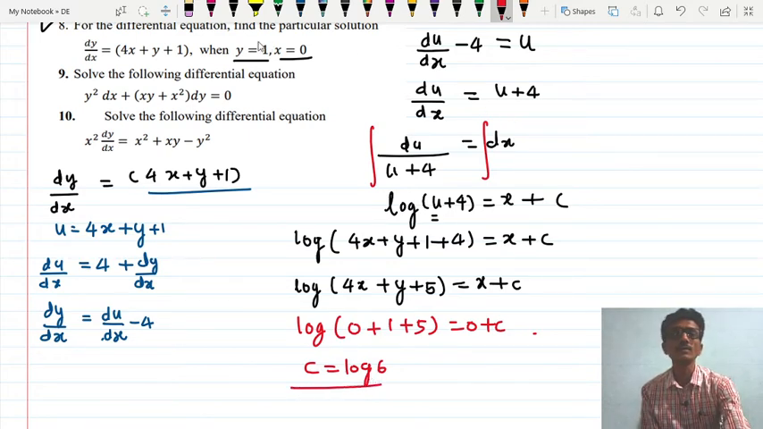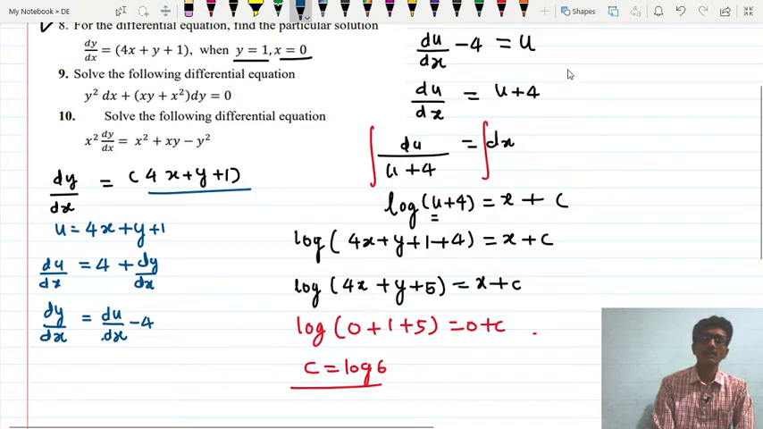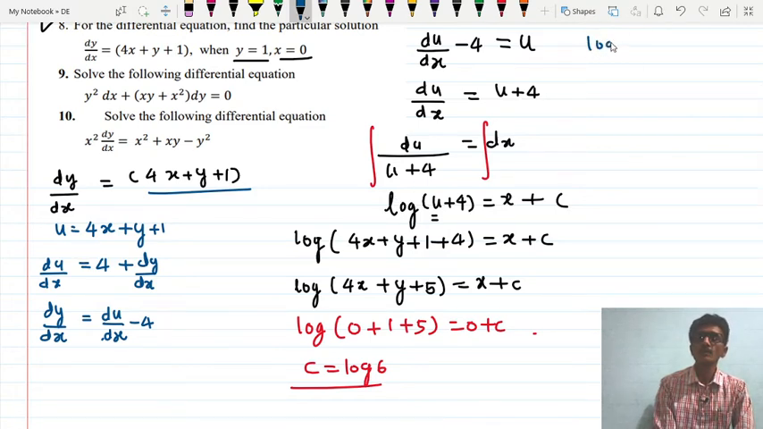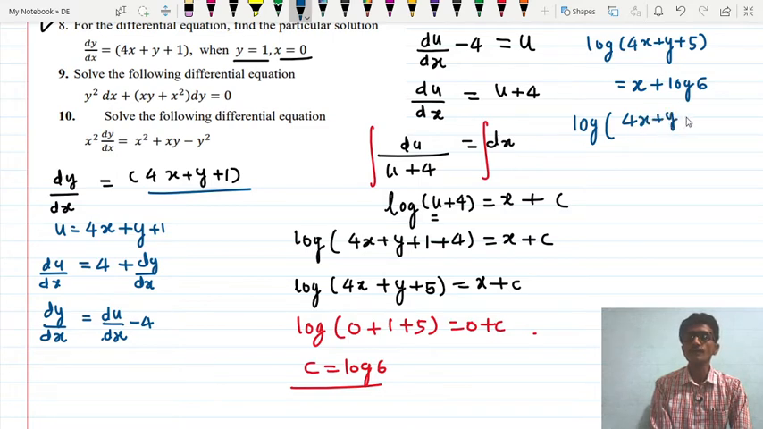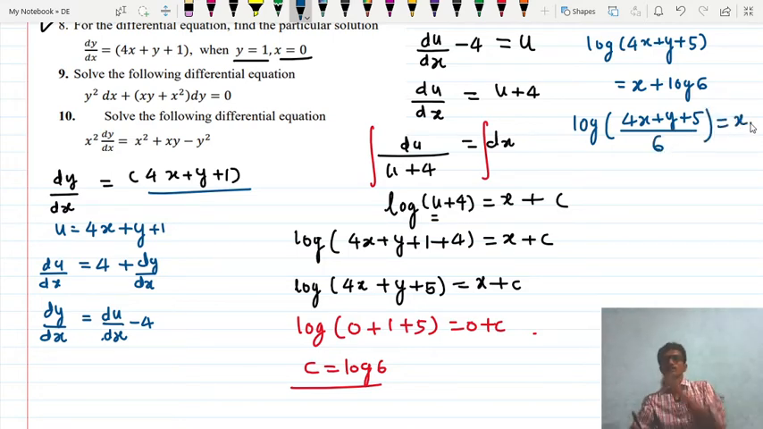So we make the substitution here, and it will be log of 4x plus y plus 5 is equal to x plus c. C is log 6. Therefore it is log of 4x plus y plus 5 upon 6 is equal to x. This will be the answer.